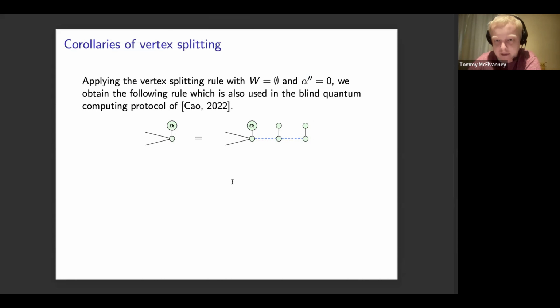So we got many rules from this splitting a vertex rule. So first, if we just split off a vertex where W is empty and this phase is 0, we get this other rule, which was used by Xushang.